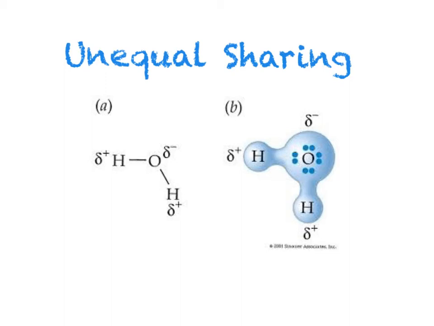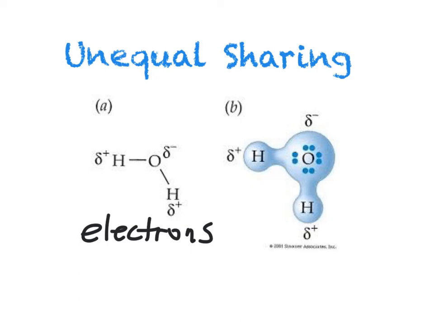This picture is showing an unequal sharing of electrons. So sometimes the sharing of electrons is unequal. When sharing is unequal, one of the atoms pulls harder on the electrons than the other. In this case, if you look, the oxygen right here is pulling harder on the electrons than the hydrogen is. That's why these little dots are all closer to the oxygen.